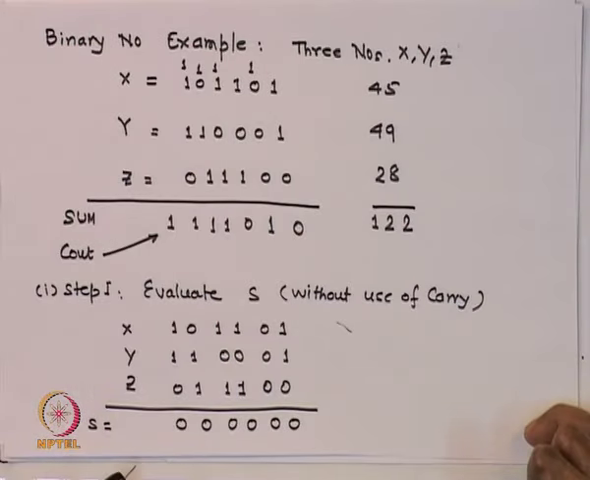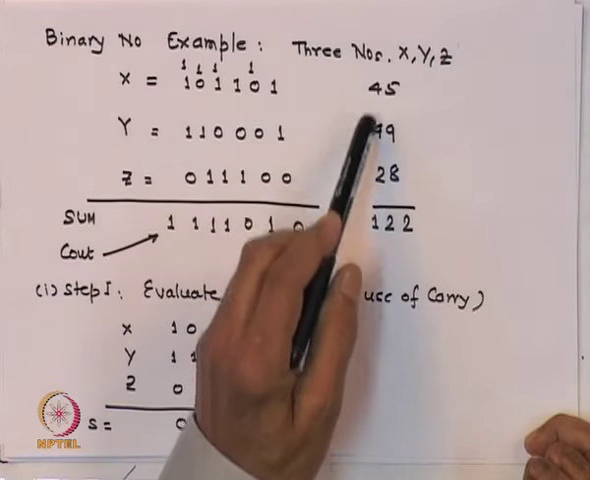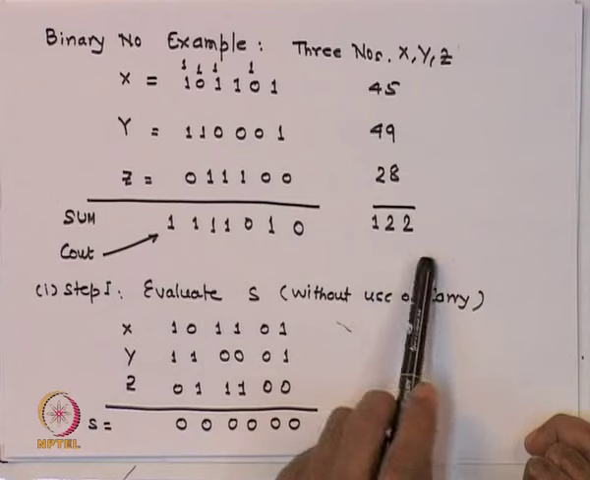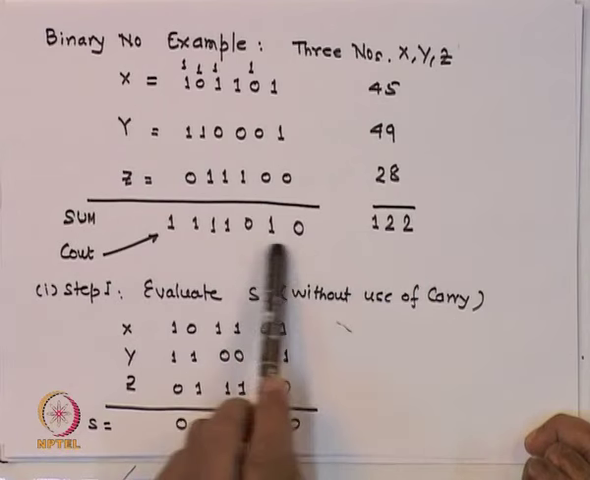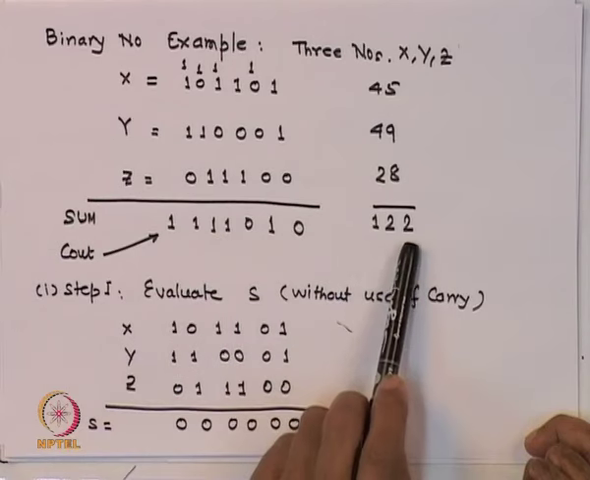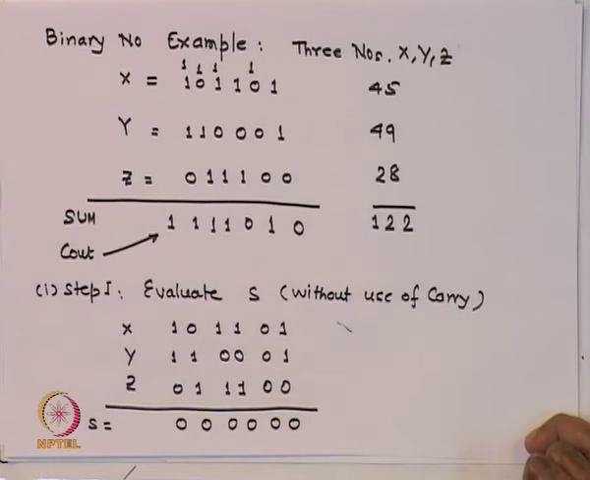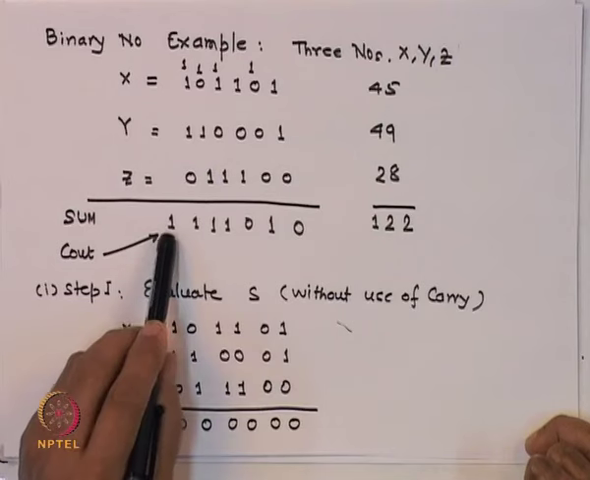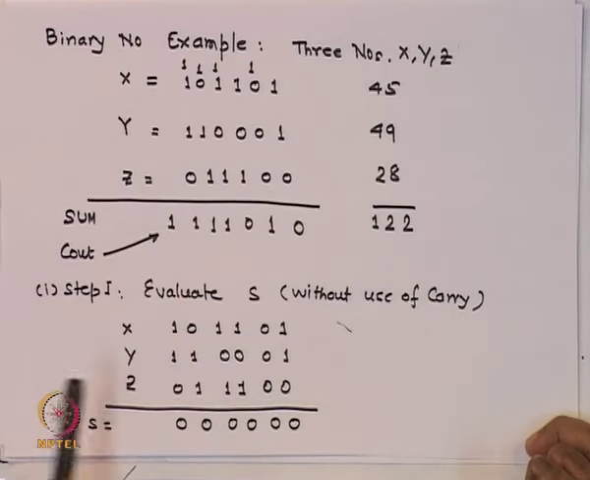I have three numbers: x is 1011101, y is 1100001, z is 0011100, which represent 45, 49, 28. Number 122 is required. If I would have done a normal binary addition, I would have got 1111010, which is essentially equal to 122. Okay. And this final one is coming at the output carry.